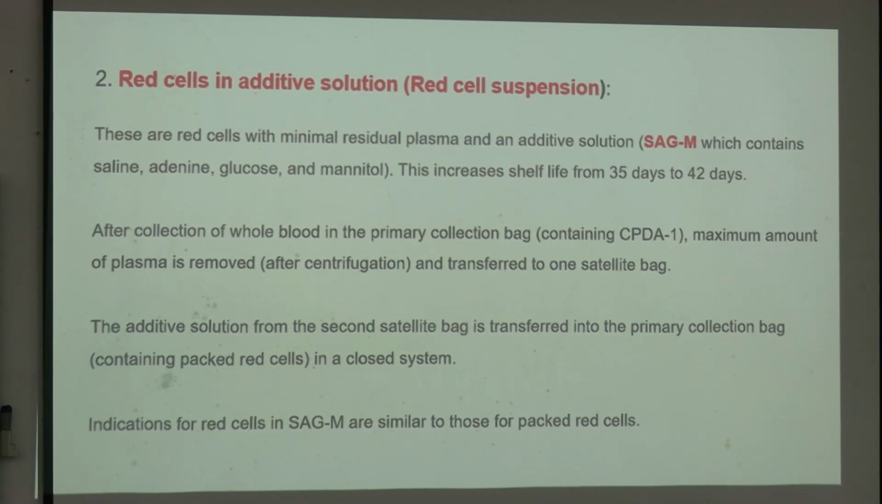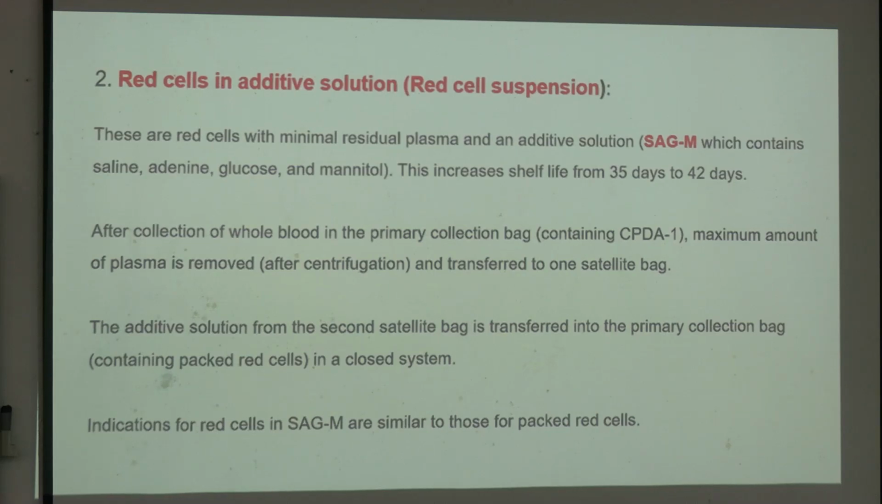There is a formation of red cell suspension. These are red cells with minimal residual plasma and an additive solution that is called SAG-M. SAG-M comprises saline, adenine, glucose and mannitol. So what is the advantage of adding SAG-M? SAG-M is an additive that increases the shelf life. Shelf life means the duration of preservation increases from 35 days to 42 days.